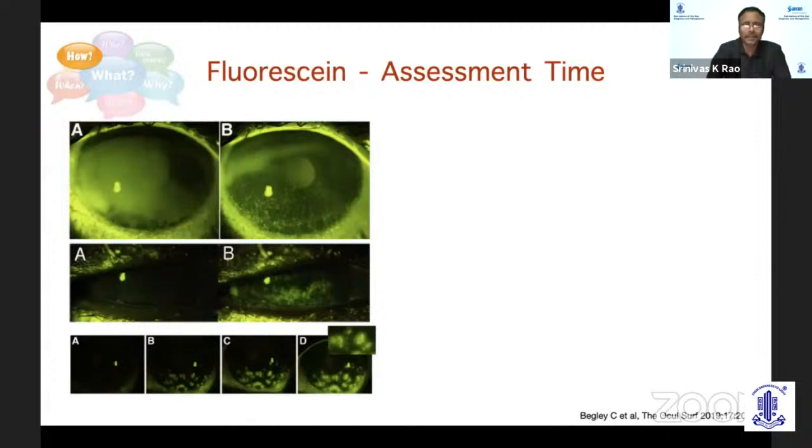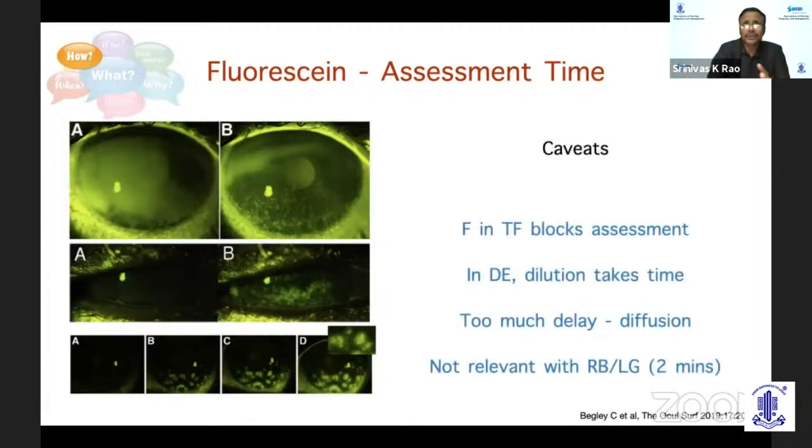The other thing was about the timing. We talked about that 0 to 1 minute or so. That is because initially, if you instill a little excess dye in the tear film, it blocks your findings. And if you wait for a minute or so, the excess dye goes away, and then you can pick up the staining better. On the other hand, in a very dry eye, when you put the fluorescein, it takes some time for the lack of tears to dilute the fluorescein, and initially it's dark and quenched, but with time you can see the staining.